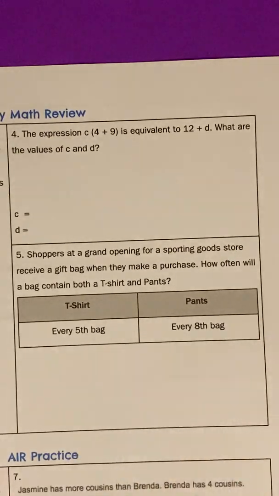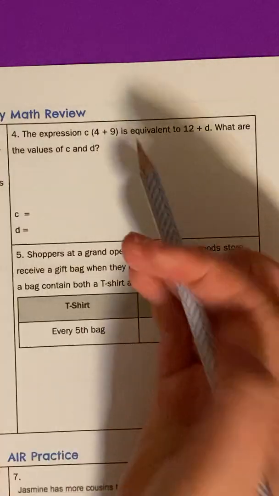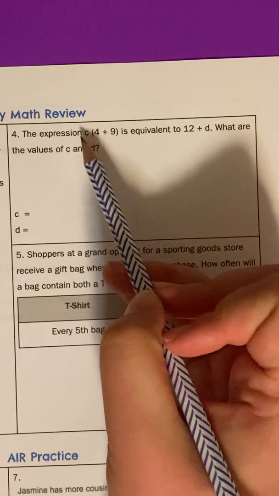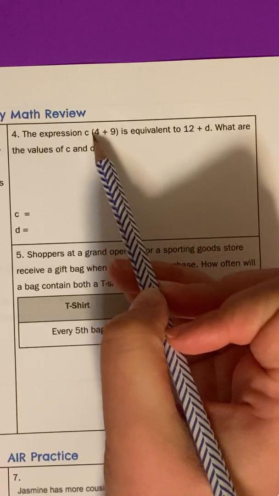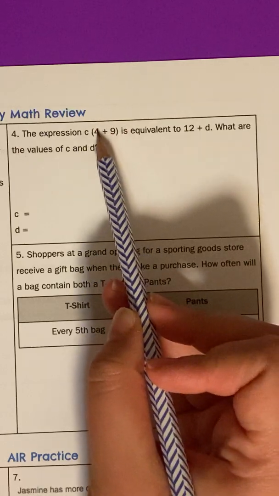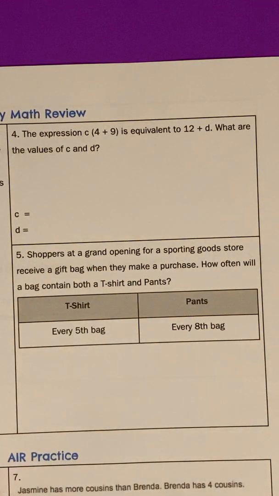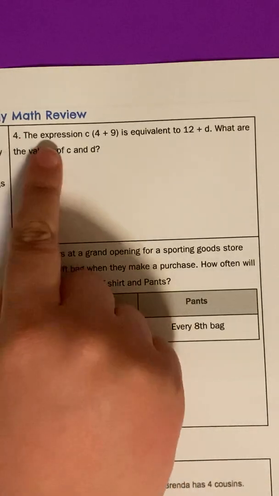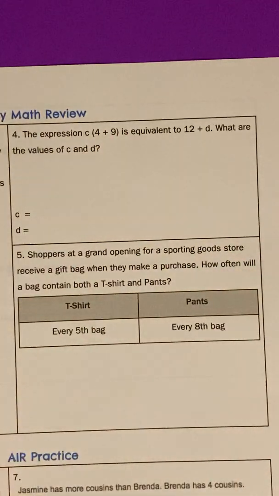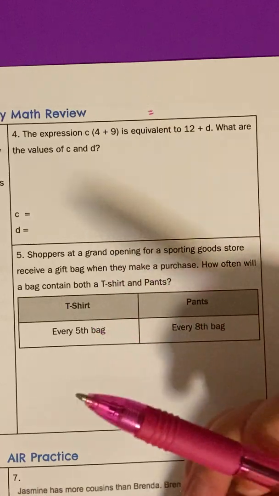All right, so the expression C times the quantity. When you have a number or a variable or a letter right in front of parentheses, that means multiply. So this means C times the quantity of 4 plus 9. We're going to look at this expression, which is equivalent, another word for equal, to 12 plus D. What are the values of C and D?